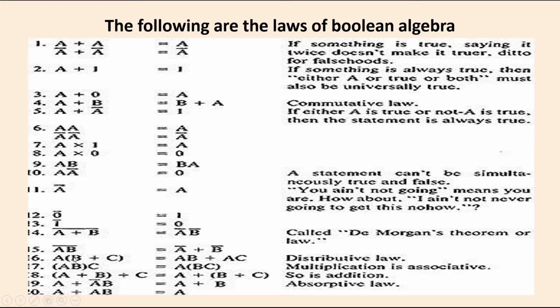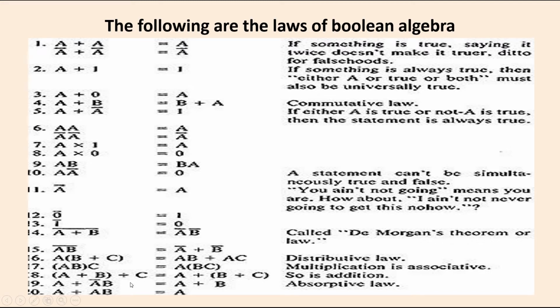Now we are going to describe the distributive law, that is A into B plus C, that is A and B or C. So A into B plus A into C, either A and B or A and C. So this is the distributive law. Next we are going to discuss A into B into C. It can be represented as A into BC. So this is the multiplicative or associative law. Next we see the additive associative law, that is A plus B plus C, equal to A plus B plus C.